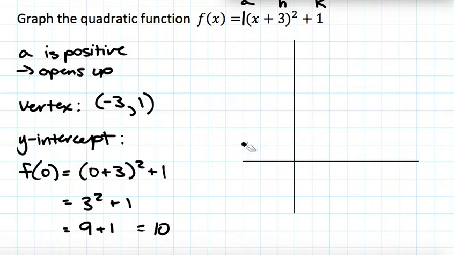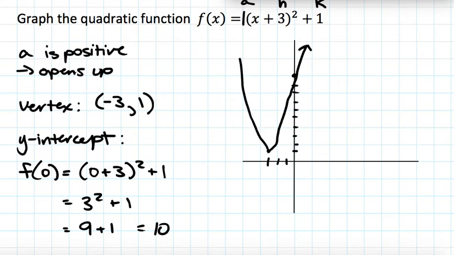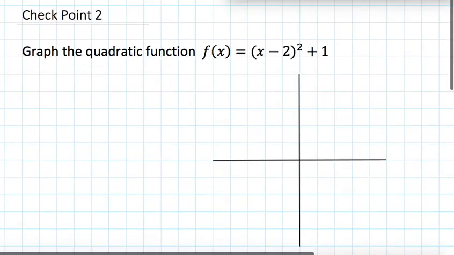Out of room here. Let me scale it a little differently. Okay, so negative 3, 1 right here, and 10 will be up here. And it opens upward. So it's going to look like this and like this. So you should try checkpoint problem number 2. Do this in your notes, check your answer with the notes that are posted, and then move on to the homework.